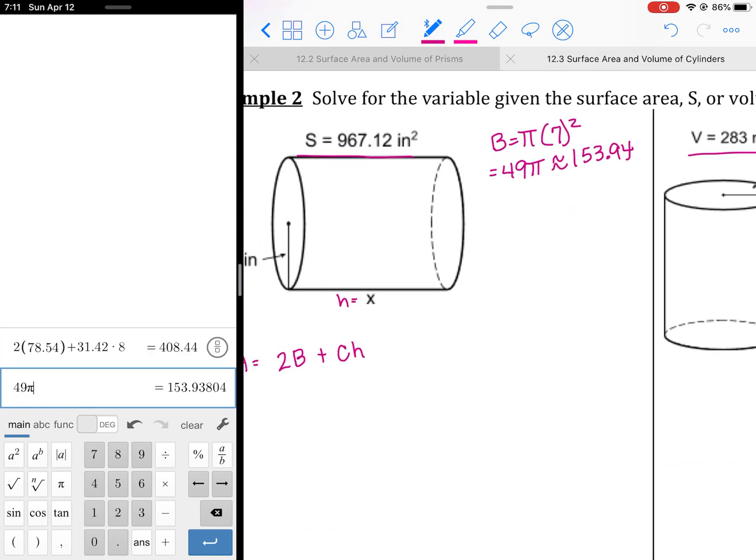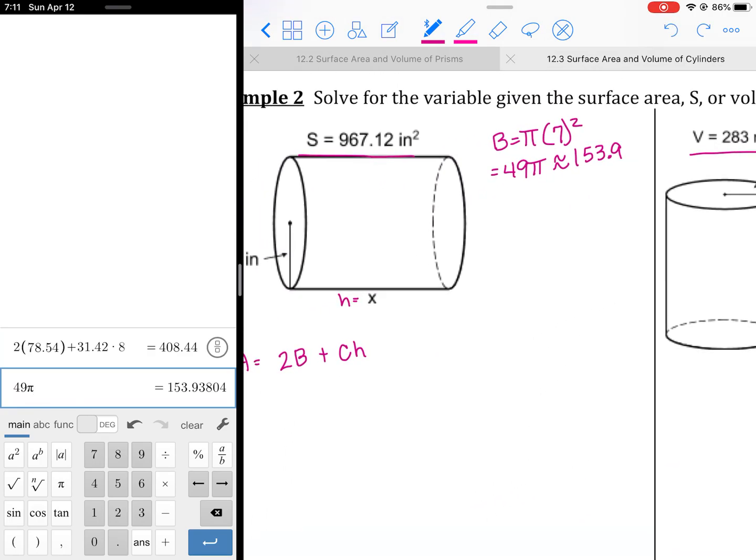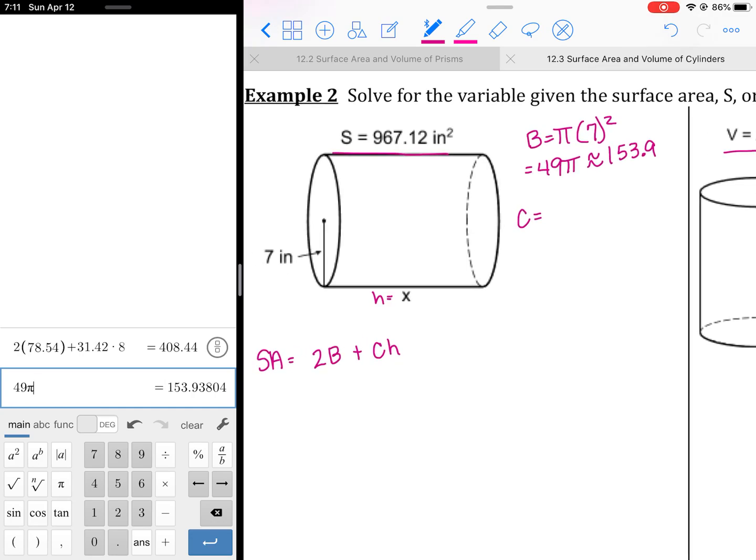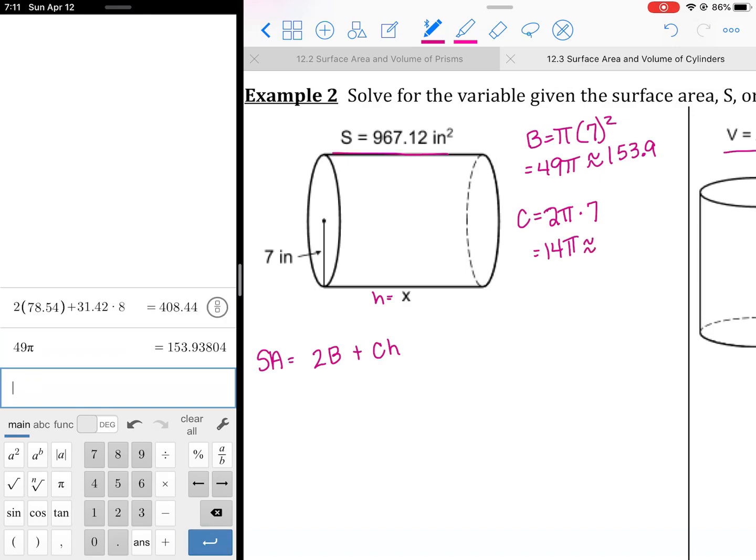Oops, this one says round to 1 decimal place. So 153.9 for the base. For the circumference, I do 2 pi times the radius. So this is 2 pi times 7. In exact, that would be 14 pi. And estimated, whenever I round to the nearest tenth, the first decimal place, that will round to 44.0.